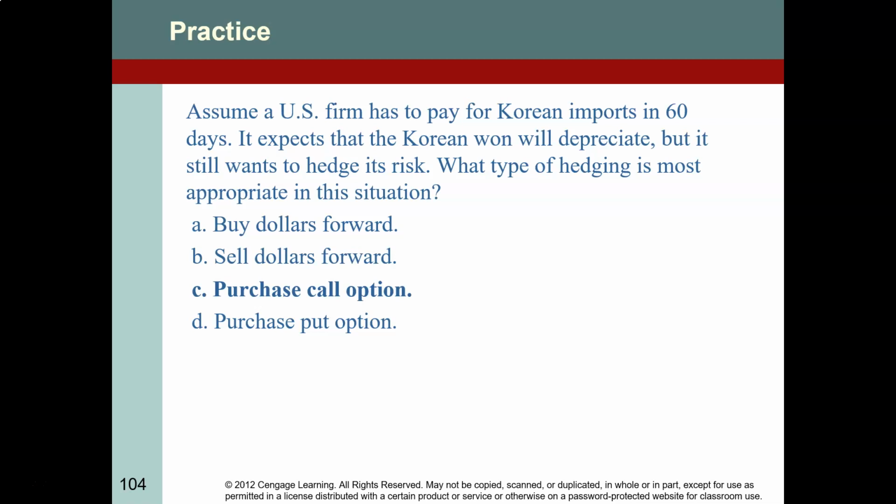So we shouldn't choose option D because it's a put option. A put option only gives us the right to sell the Korean won. For A and B, it doesn't work because we need to purchase Korean won, not buy or sell dollars here.